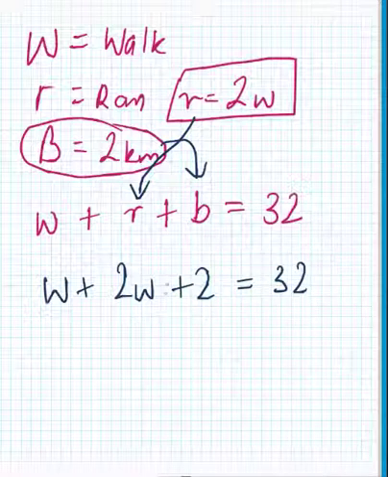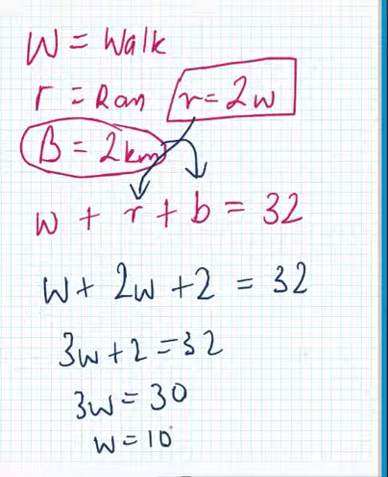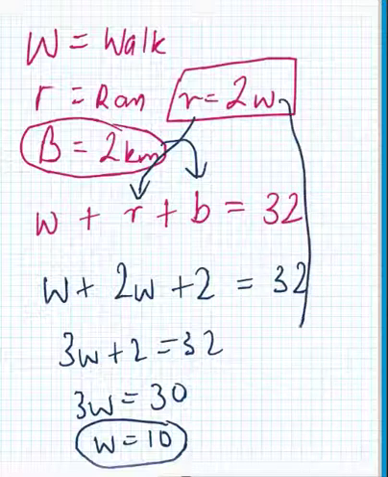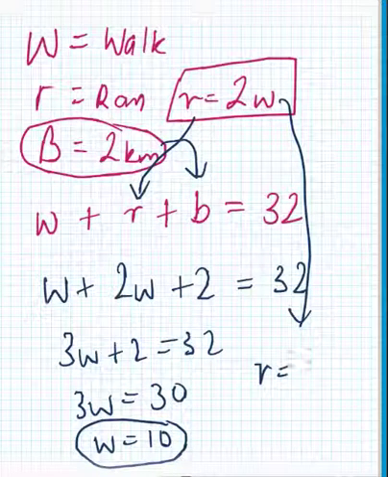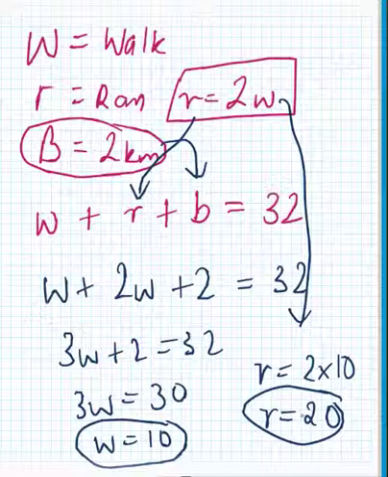So let's simplify this. So we have 3W plus 2 equals 32, minus 2. So we've got 3W equals 30 and W will equal 10. Now make sense of this. What does that mean? It means he's walked a distance of 10 kilometers. And now we're going to work out how far did he run. If W is 10, you can put it in this equation here. So he ran 2 times W, which is 10. So he ran a distance of 20 kilometers. And that's it. And double check, 10 plus 20 plus 2, does it give us 32? Yes, it does.